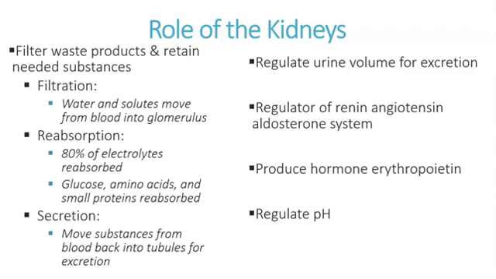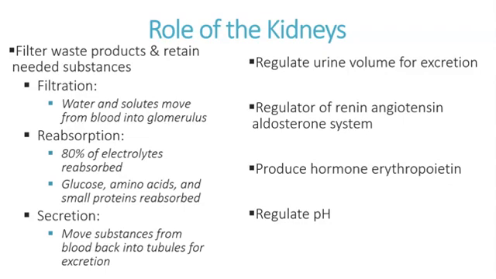The second step is reabsorption. And reabsorption is where we're going to take all of these molecules that moved from the blood into the tubules, and we're going to say, hey, some of these things I need, so I'm going to reabsorb them from the tubules back into the blood. And this occurs through these tubule cells that are present. And we're going to see that both active and passive transport mechanisms are going to be used throughout these renal tubules. This is where the majority of our electrolytes are going to be reabsorbed.